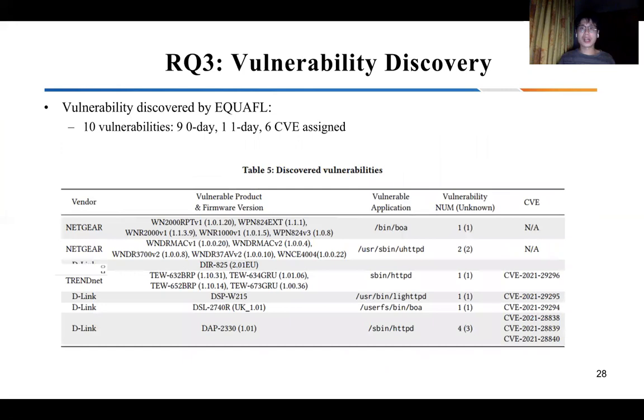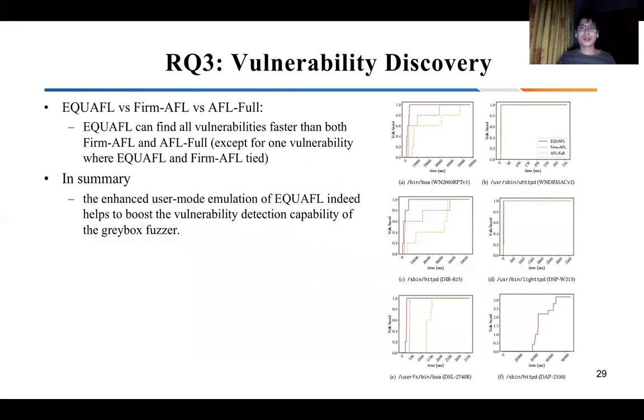For the vulnerability discovery ability, we use our system to find real-world bugs, and the result shows that we find totally 10 vulnerabilities, including 9 0-day and 1 1-day. And finally, 6 vulnerabilities have been assigned CVE numbers. And we also plot the unique vulnerabilities found over time in these 3 baselines, in the 2 baselines and our system.